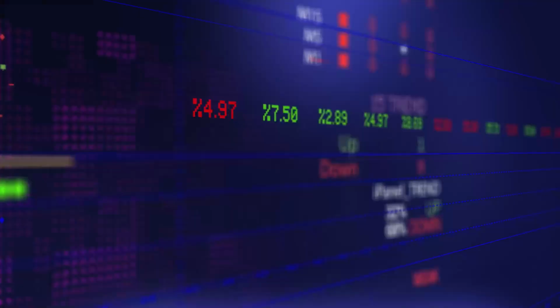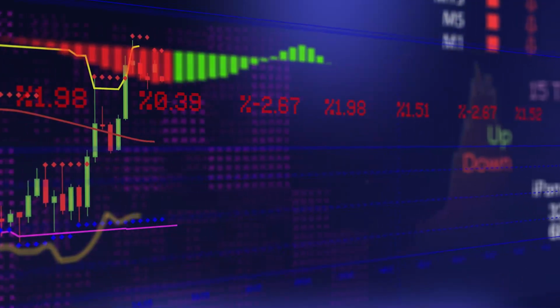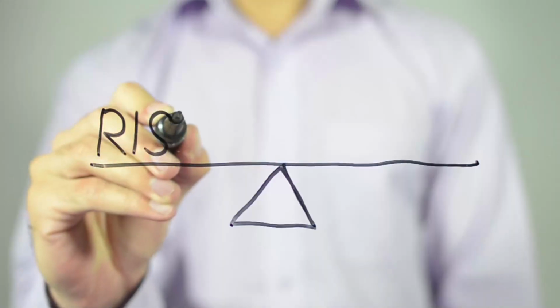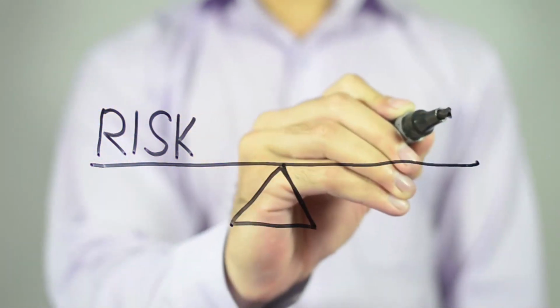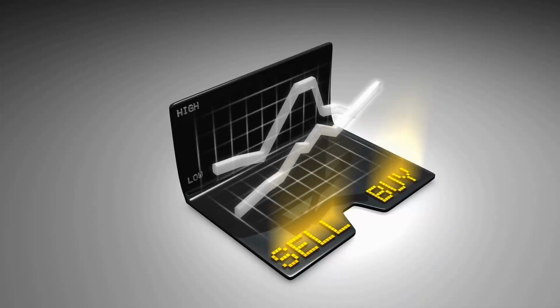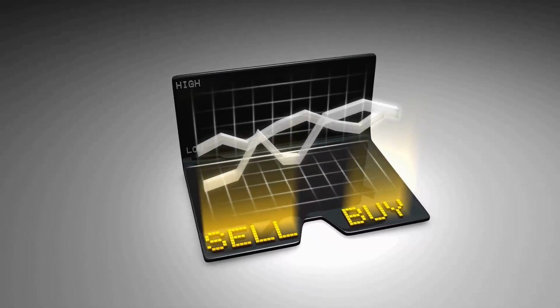For example, let's say you have a trading strategy that has a 60% win rate and a risk-reward ratio of 1 to 2. That means for every dollar you risk, you stand to make $2 in profit. Based on this information, you can determine how much of your account to risk on each trade.